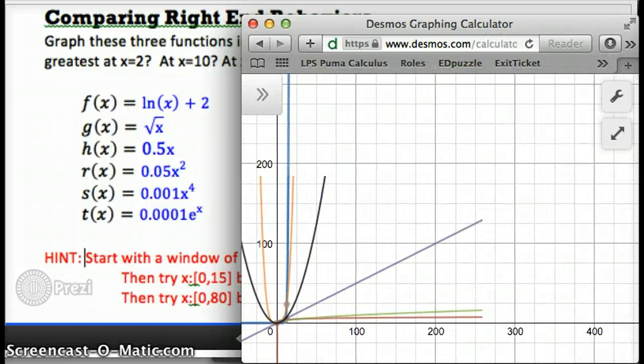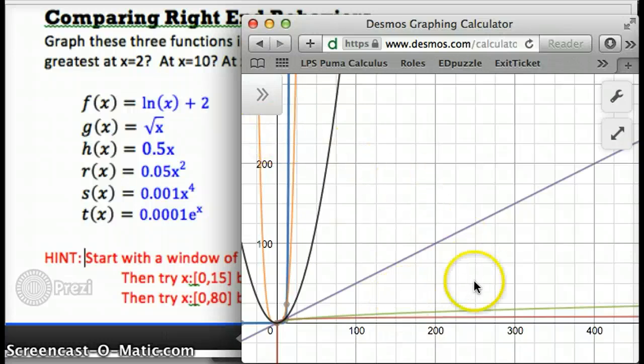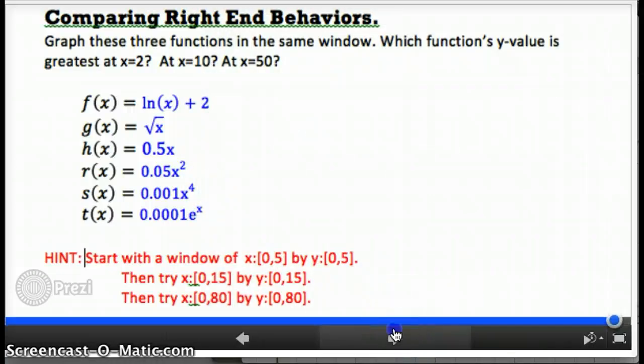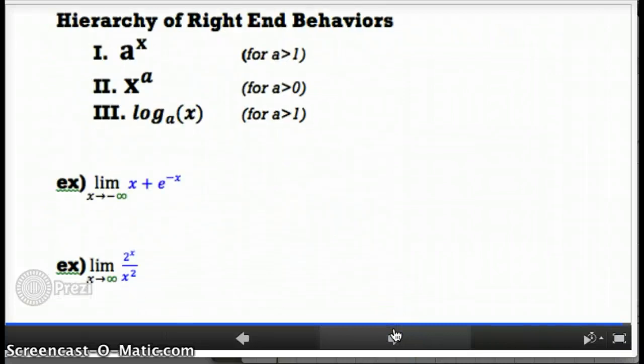And now I'm really zoomed out, and I'm going to adjust my window because I really only care about the right side. And once you zoom out far enough, you can see that each of these functions is irrevocably set in a hierarchy, where the natural logarithm is always going to be the lowest from here on out. The linear function's always in the middle. The exponential function's always going to be the highest as we get out to the right end. So this is actually not just a fluke, it's not just by chance with these functions. There is a hierarchy of right end behaviors. And this hierarchy is a rule that's going to allow you to evaluate combination problems.